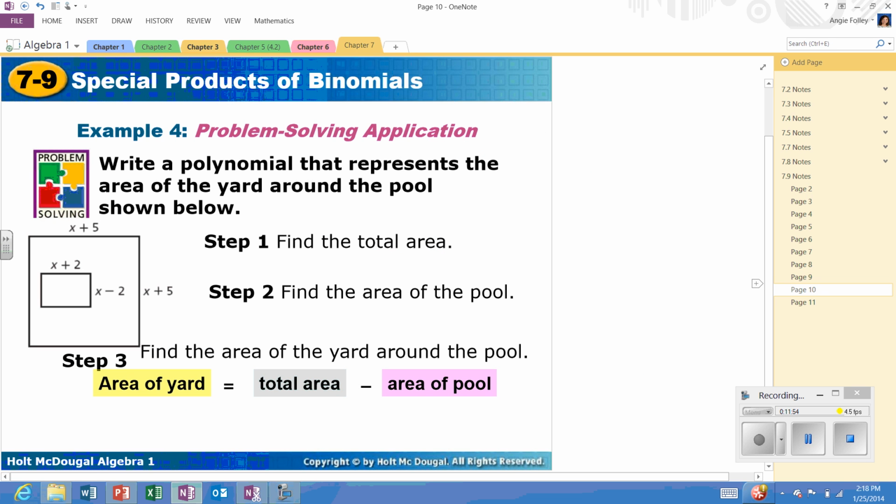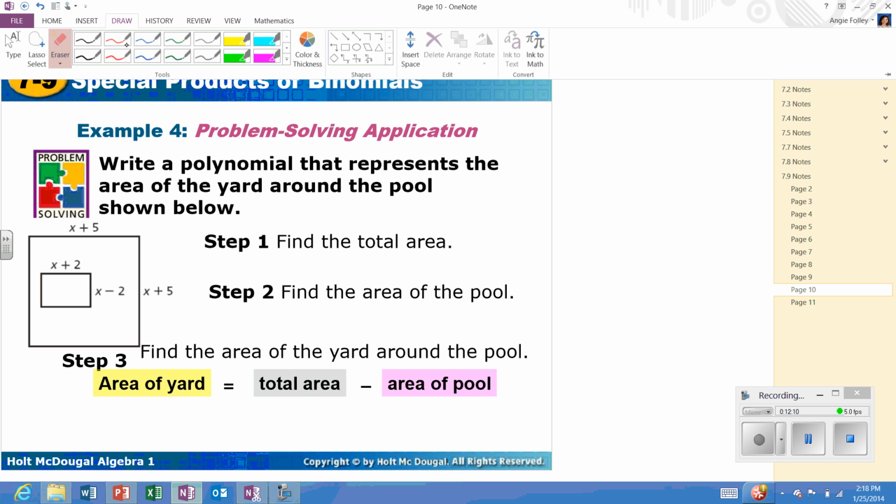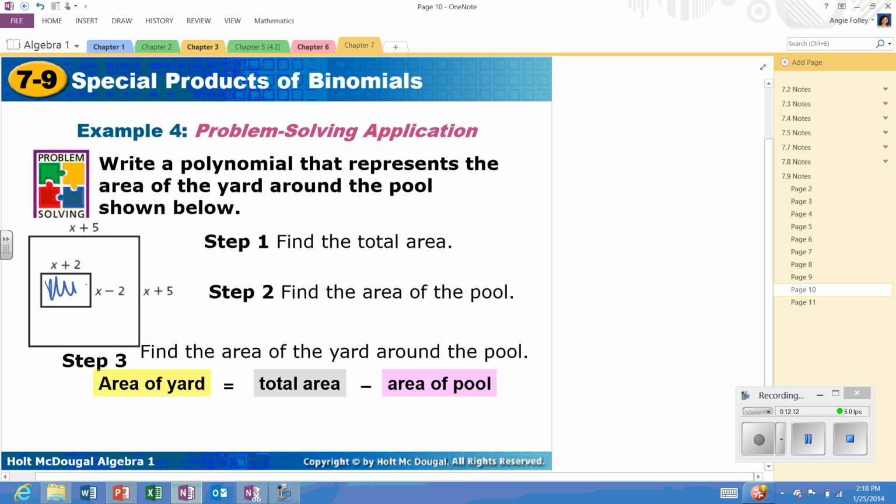Okay, so we have one last problem to do. Write a polynomial that represents the area of the yard around the pool shown. Okay, so this is the yard around the pool. The pool's floating in here. Let me actually erase that, and I'll just color the pool blue, since pools are supposed to be blue. Okay, so that's the pool, and it wants to know what is the area around the pool. Just that area around it.